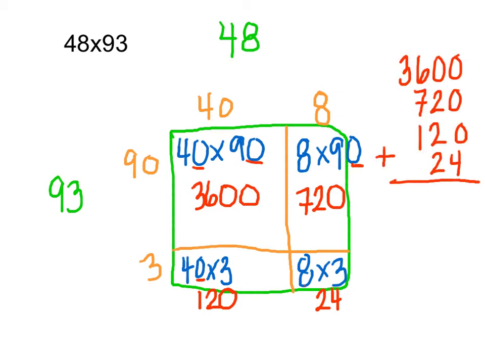I line them up vertically so I have good place value and I'm not getting the numbers mixed up. 0 plus 0 plus 0 plus 4 is 4. 0 plus 2 plus 2 plus 2 is 6. 6 plus 7 plus 1 is 14. Carry the 1. 1 plus 3 is 4. Remember your comma. Your final answer is going to be 4,464. Let's look at one more 2-digit by 2-digit.